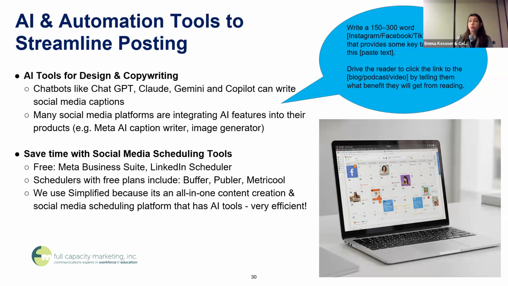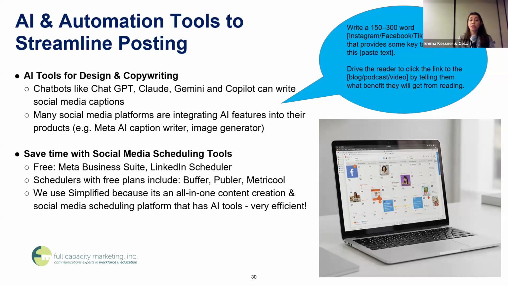There are also a lot of social media platforms that are adding AI features into their products. For example, Meta just released an AI caption writer. They have image generators. So there are a lot of different social media platforms that are adding more and more AI features to make it less time consuming to post on social media.